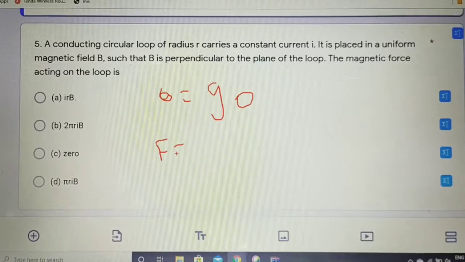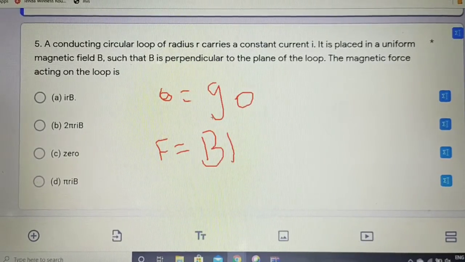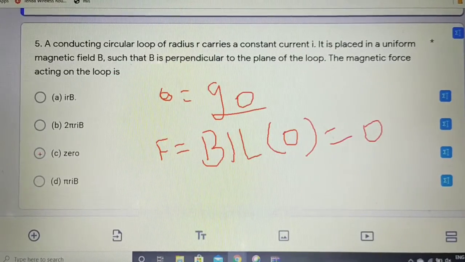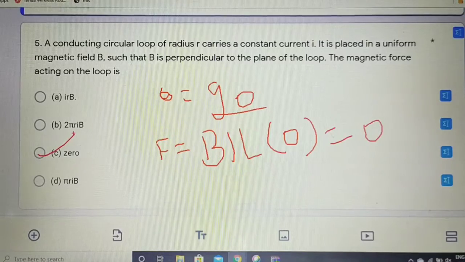We already know that it is BIL sine theta. Sine theta means sine 90. Sine 90 is 0, we already know. So here we will be putting the value of sine 90, that will be 0. So what will be the value of force? This force will come out to be 0. So what we can say about the magnetic force acting on this loop is that the value is 0, because all the forces acting on this loop cancel each other out. So after cancellation we will be getting the resultant force as 0.